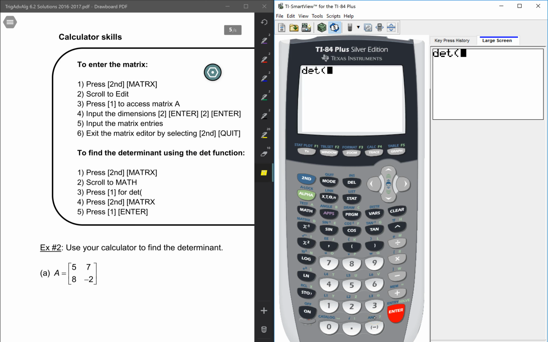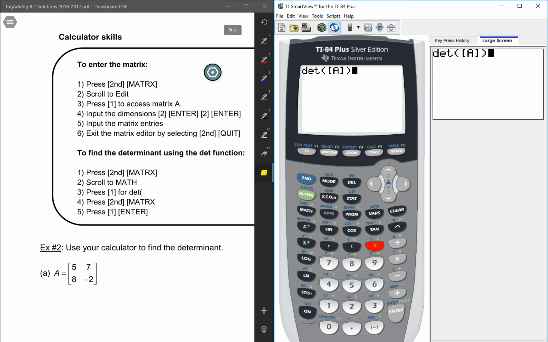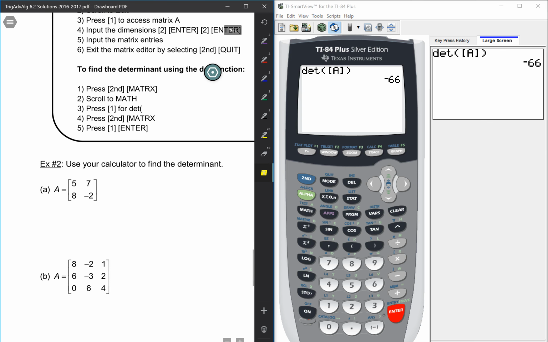Now it asks you, okay, determinant of what? To select a matrix, you go second matrix. I want to find the determinant of A, number 1. 1, close, enter. That's the determinant. You probably pressed something wrong. I'll be over in a minute.